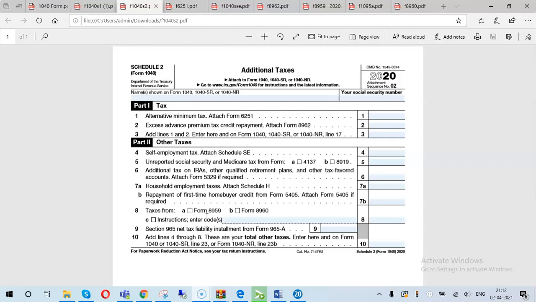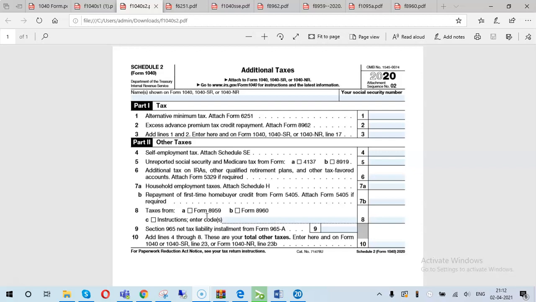Today I am going to talk about Schedule 2. You can see Schedule 2 is basically for additional taxes. So Schedule 2 is used to report additional taxes owed such as AMT, alternative minimum tax, self-employment taxes, or household employment taxes. It is generally a supporting document for Form 1040.